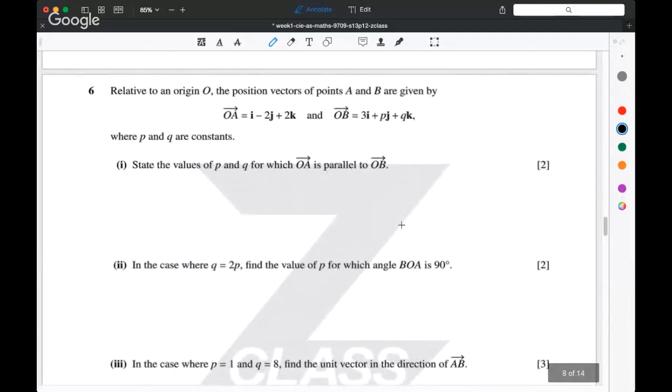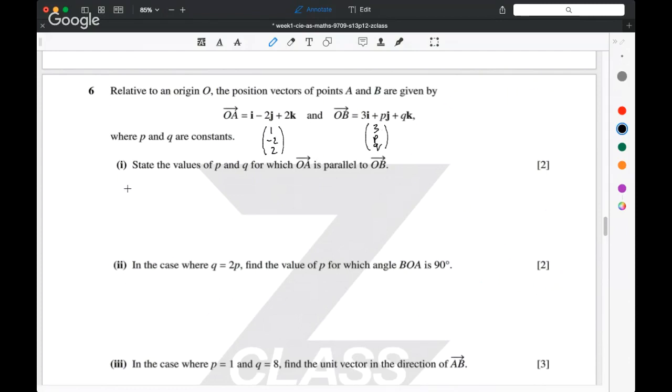Okay, question 6. Vectors, my favorite. So we're given our vector OA, which I'm just going to rewrite in the way that I like to write it. It's a column. And OB with these unknown numbers. And we want to know when is OB parallel to OA.